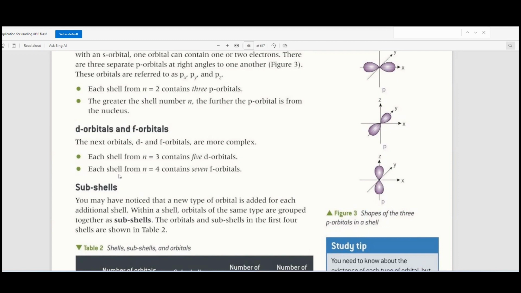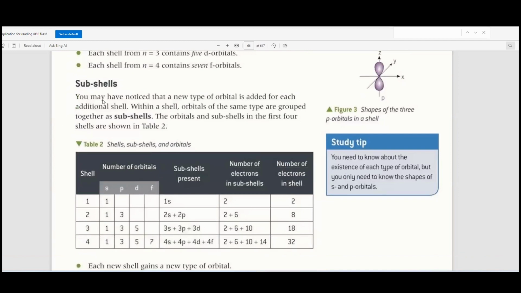So first, do we fill s? First, do we fill p? We'll see later. So, subshells. You may have noticed that a new type of orbital is added for each additional shell. Within a shell, orbitals of the same type are grouped together as subshells. The orbitals and subshells in the first four shells are shown in the table.